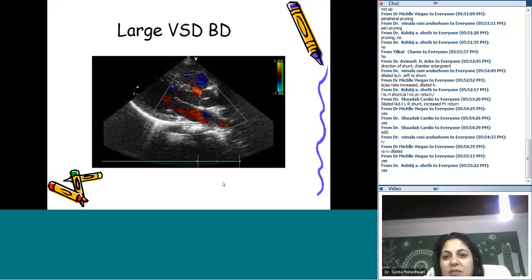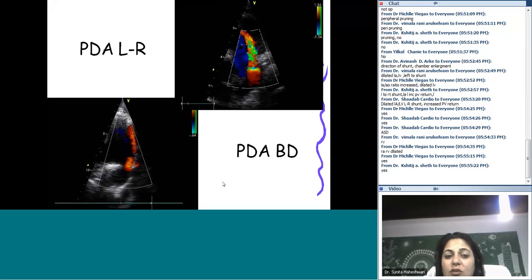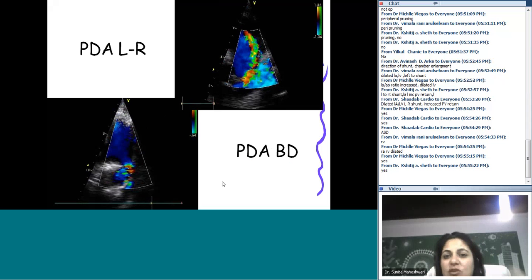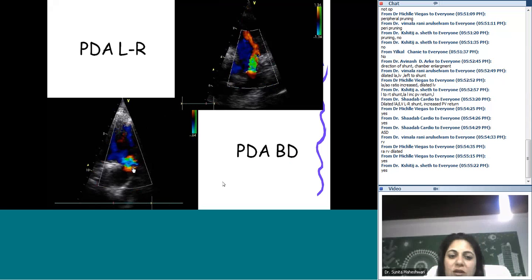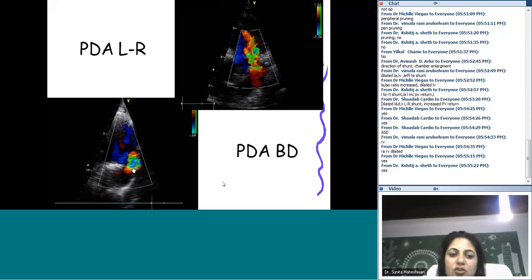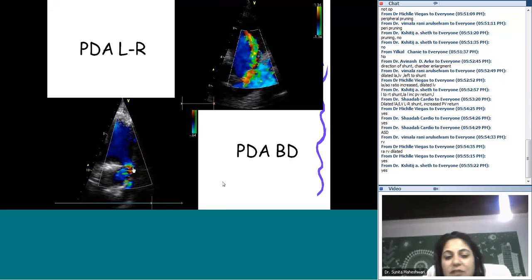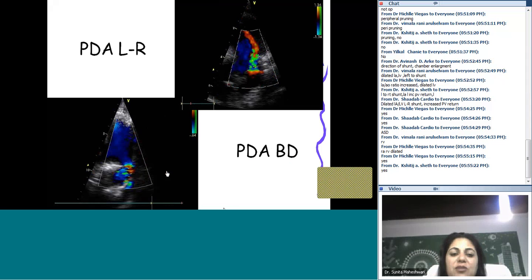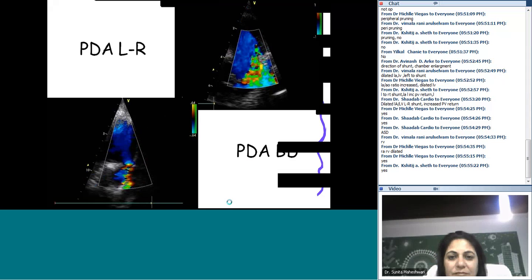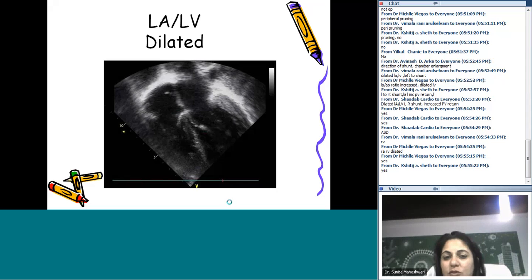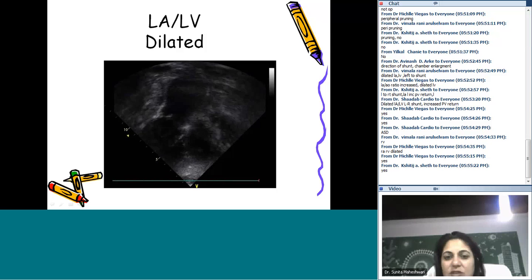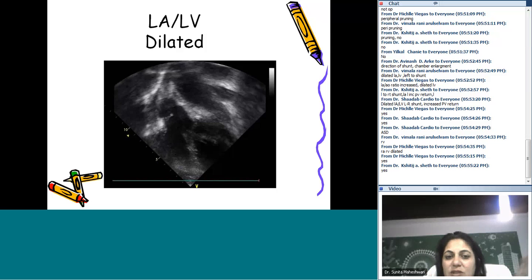Similarly, PDA, you look at these and you say, okay, it's bidirectional, but you get that visual impression that it's predominantly left to right. Look at this one. It's right to left. This is the ductal view. It's not your short axis, it's your ductal view with your probe towards your left ear, and it's bidirectional, but predominantly left to right. This is just an echo showing you LA and LV dilation. Four chambers, a good view. Yes, you can measure your LA-AO ratio, that's a good thing to do. And look at your interatrial septum, make sure it's slightly bulged towards the right side.